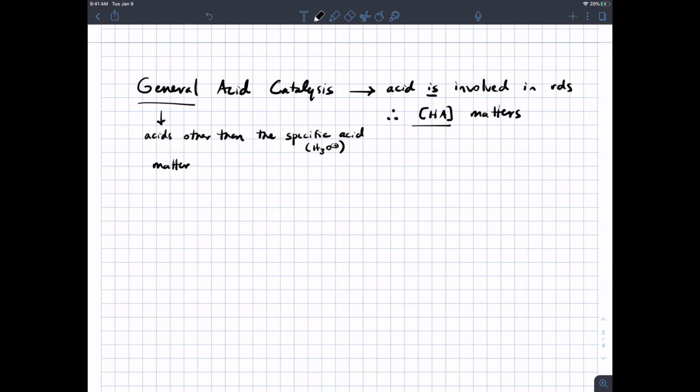And the reason for that is the acid is involved in the rate determining step. So general acid catalysis often involves proton transfers that are concerted with other mechanistic steps. It almost has to be this way if you want proton transfer to be in the rate determining step, because proton transfer in and of itself is really fast. So sort of the only way to slow it down or make it part of a rate determining step is by coupling it with a slower step.